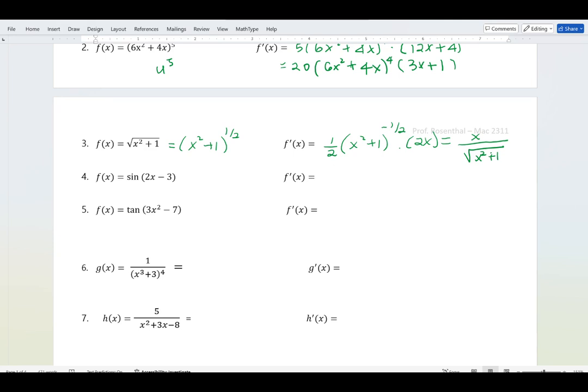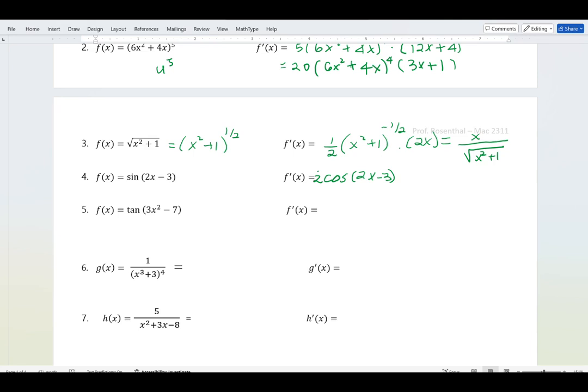So your outside function is sine, your inside function is 2x minus 3. So we're going to start differentiating the outside function first, leaving the inside the same. Derivative of sine is cosine. So it will be cosine of 2x minus 3 multiplied by the derivative of the inside. Derivative of 2x minus 3 is 2. I can multiply it at the end, but I will put that up front. So the answer is 2 times cosine of 2x minus 3.